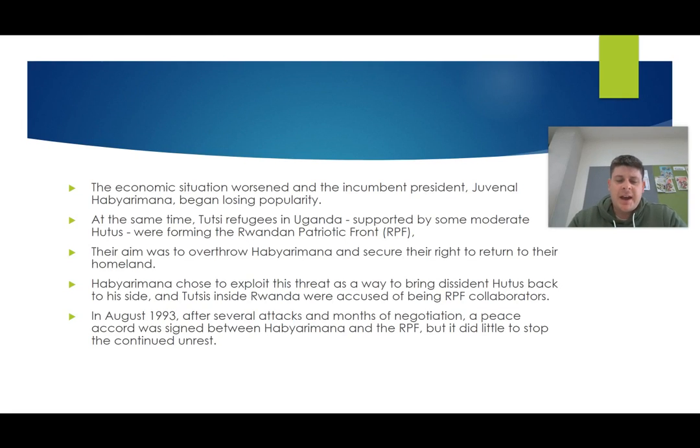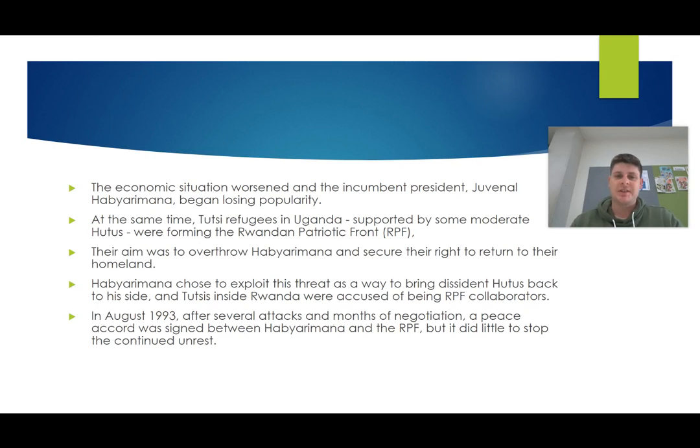So, as we get towards the movie that we're going to watch and towards the genocide, the incumbent president, Habyarimana, began losing popularity. Tutsi refugees in Uganda, supported by moderate Hutus, were reforming something called the RPF, or the Rwandan Patriotic Front. Their aim was to overthrow this president and secure their right to return.